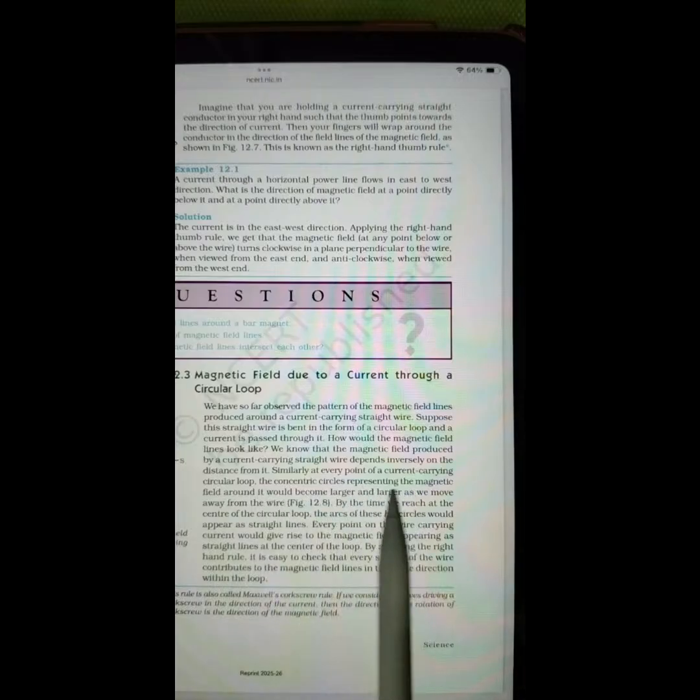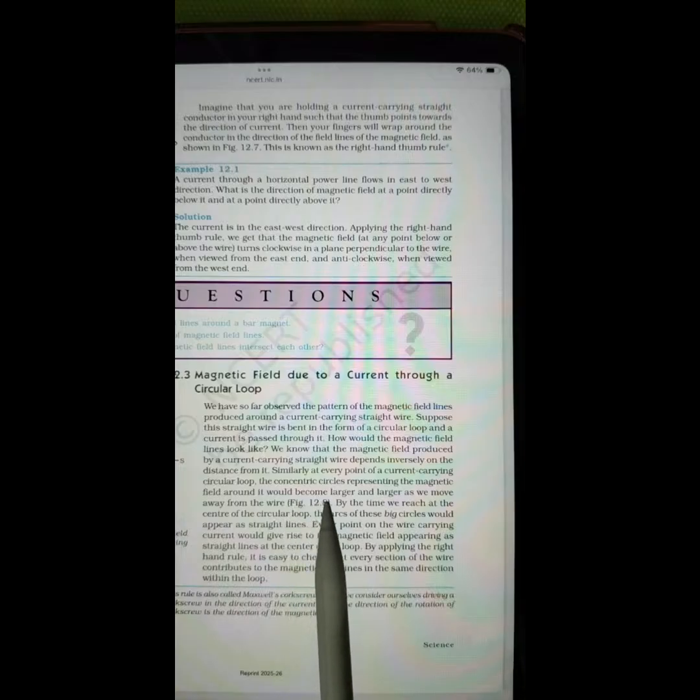every point of a current carrying circular loop, the concentric circles representing the magnetic field around it would become larger and larger as we move away from the wire. Figure 12.8. By the time we reach the center of the circular loop, the arcs of these big circles would appear as straight lines. Every point on the wire carrying current would give rise to the magnetic field, appearing as straight lines at the center of the loop. By applying the right hand rule, it is easy to check that every section of the wire contributes to the magnetic field lines in the same direction within the loop.